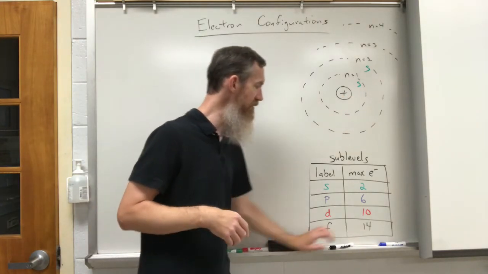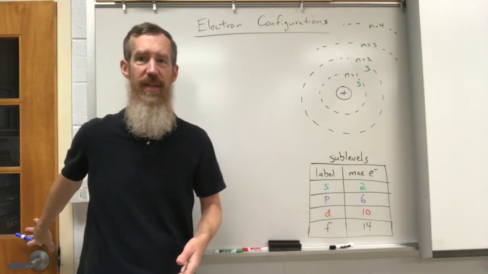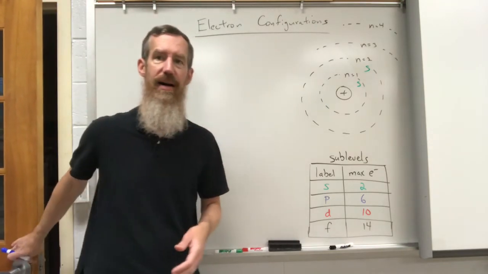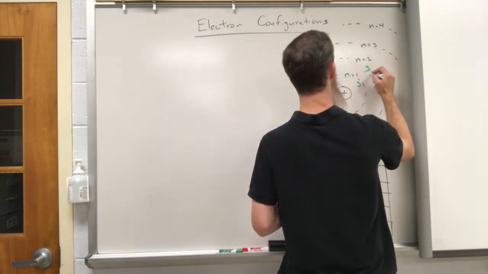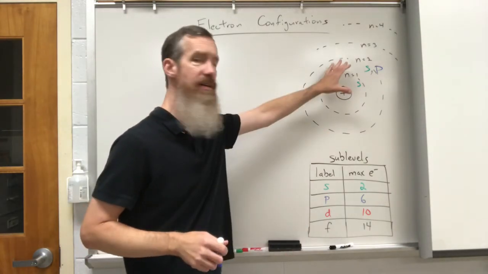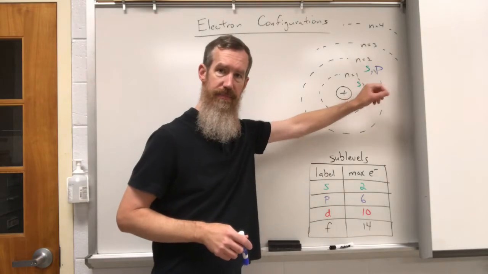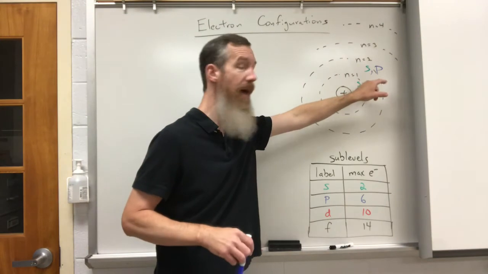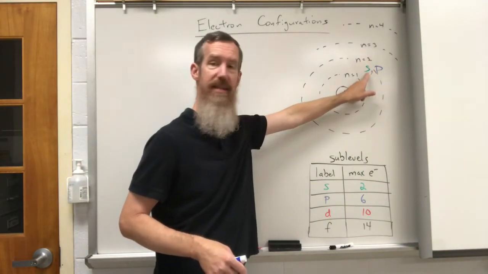But we find that there's also another kind of electron. Well, it's an electron, but it's going around the atom in a bit of a different way, and that's called a p electron. So in the second energy level, we have what we call s electrons and p electrons, because the p electrons are going around the nucleus a little bit differently than the s electrons.